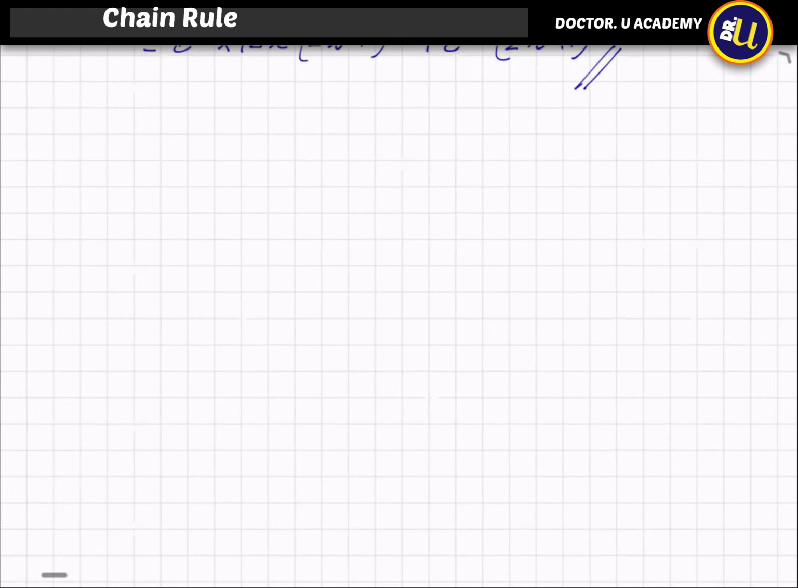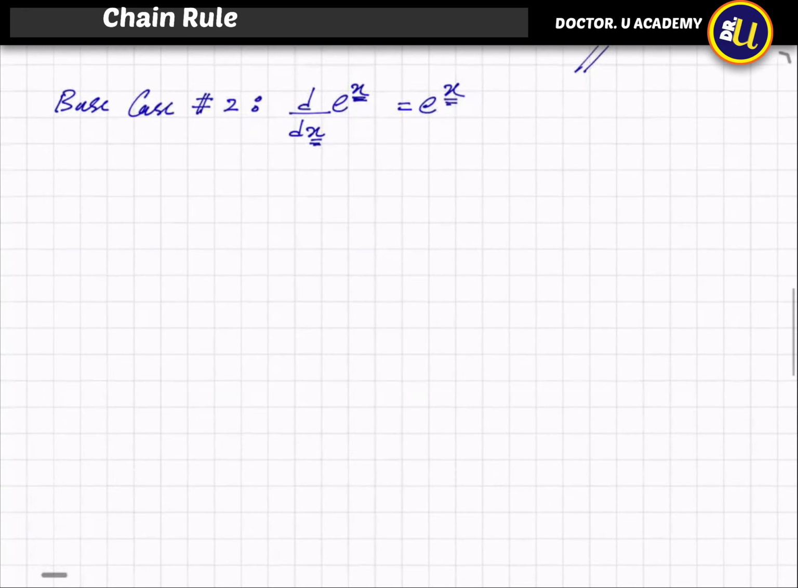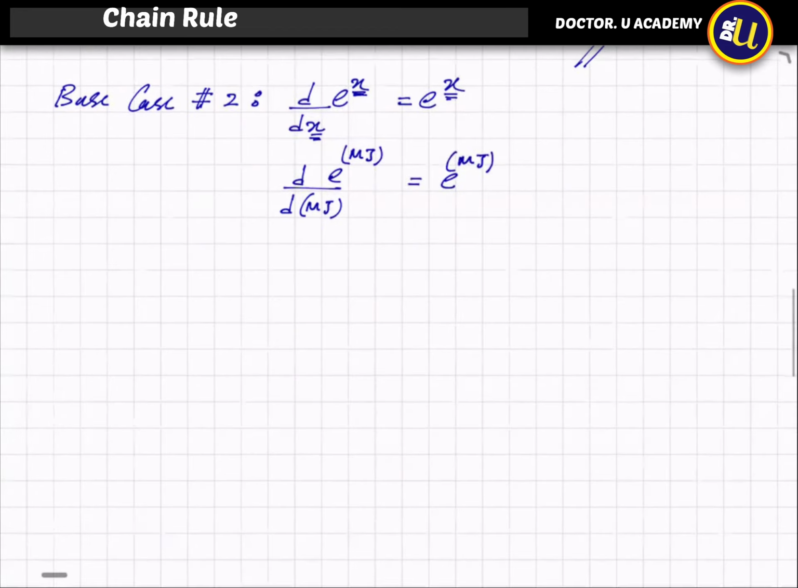Now we will learn how to use the chain rule in base case number 2. We know base case number 2 is d/dx of e^x is going to be e^x. What is significant here is, if you have x here, you should have x here, and you should have x there in the output. So in general, d/dm of e^m is going to be e^m. So m can be anything, right?